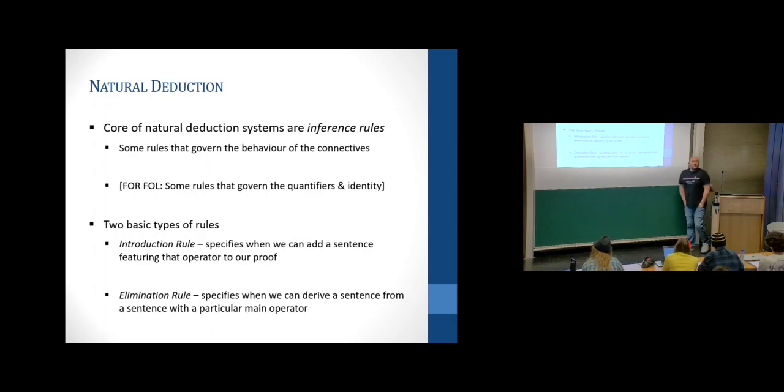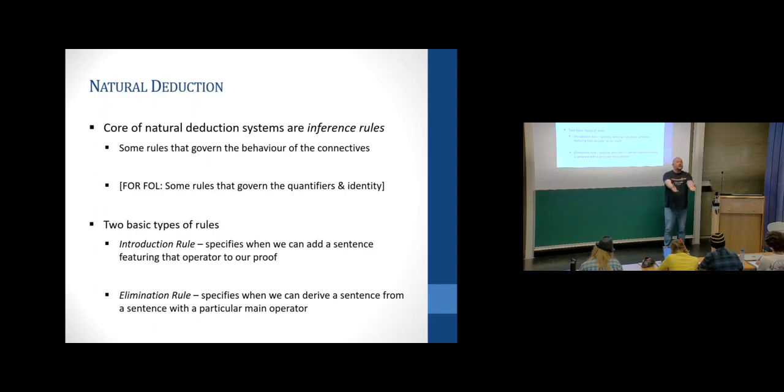The core of natural deduction systems, the rules in the game, are inference rules. Inference rules govern the behavior of various connectives. And if we're in FOL, they would also be inference rules for governing the quantifiers and identity. I'm going to tell you right now, we're not going to do natural deduction for first order logic. We're only going to do it for TFL. So all we're going to deal with are rules that let us manipulate sentences featuring connectives. And there's two types. There's introduction rules and badly named elimination rules.